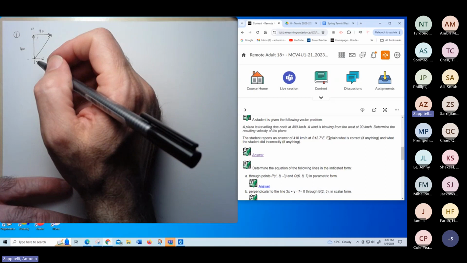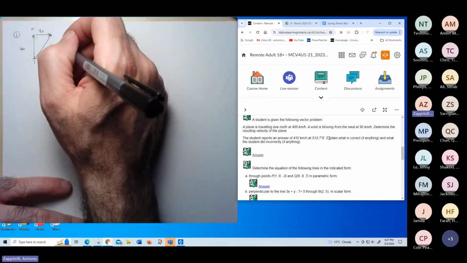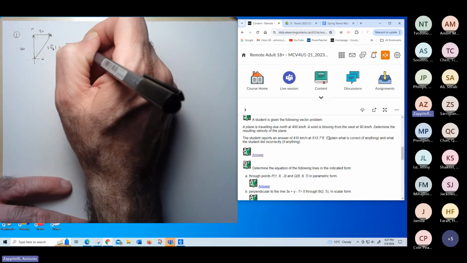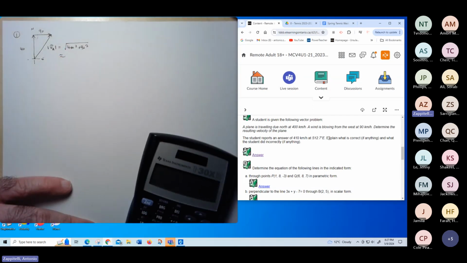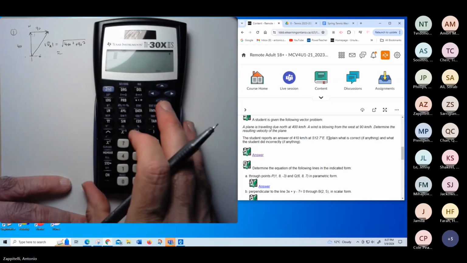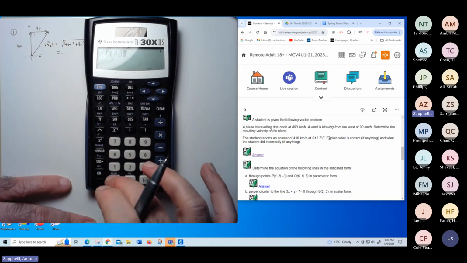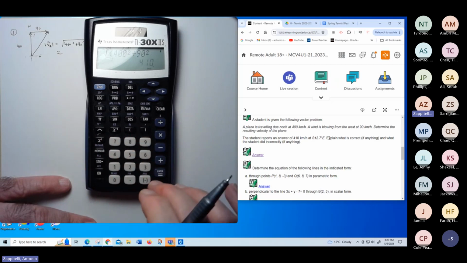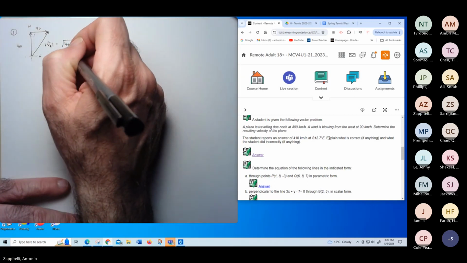So here the magnitude of the resulting velocity is just going to be equal to the square root of 400 squared plus 90 squared. Let's just calculate that real quickly. So square root of 400 squared plus 90 squared. Looks like that's about 410. In fact, it's exactly 410.